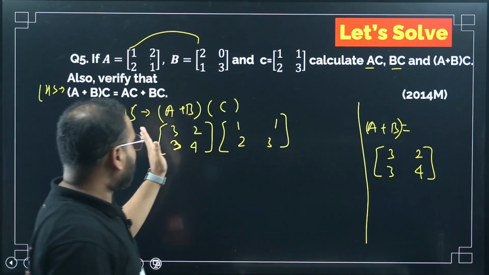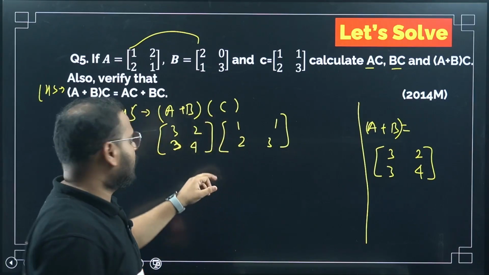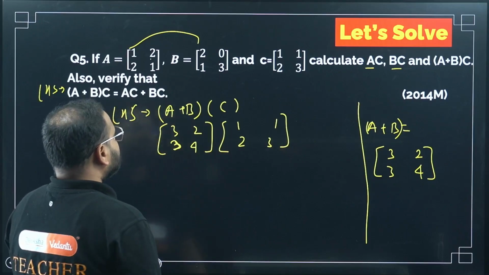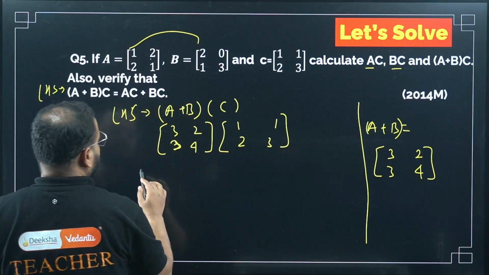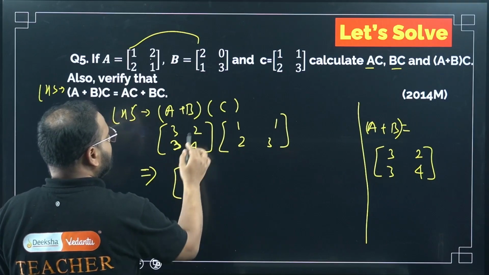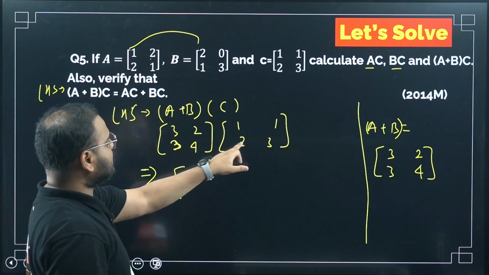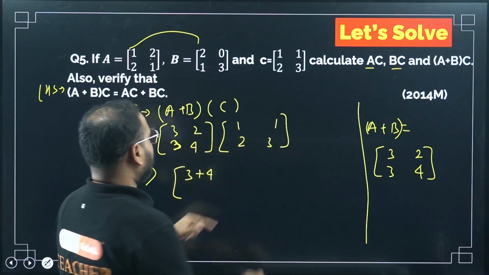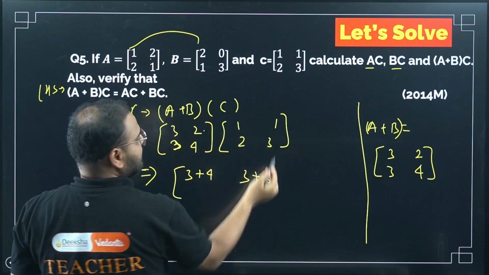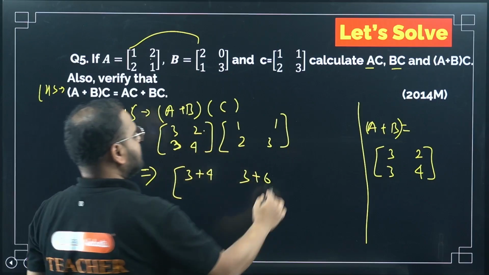How will we do it? From row to column. Do I have to check the order here? No, it's always a square matrix, so 2 cross 2, 2 cross 2. Same thing is there. So we can get this. 3 with 1 will be 3, 2 with 2 will be 4. Now 3 with 1 again 3, and this 2 with 3 is 6. I did the first row with the first column, got this. First row with the second column, got this.